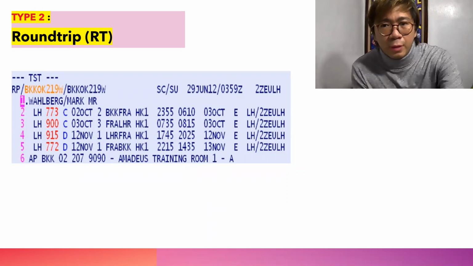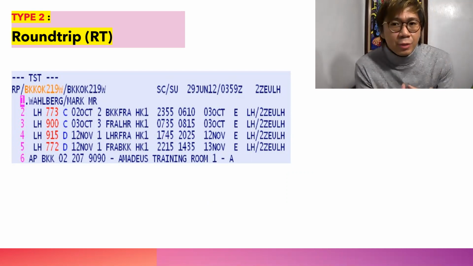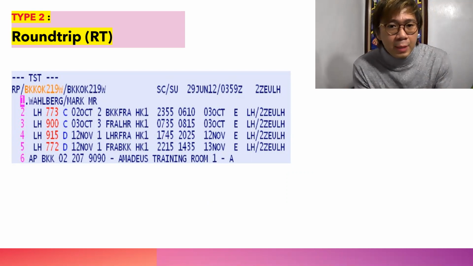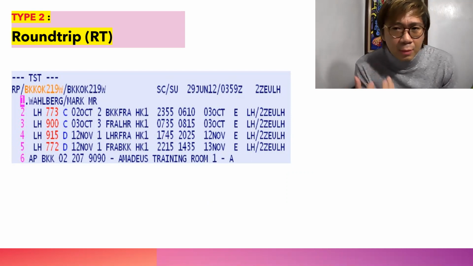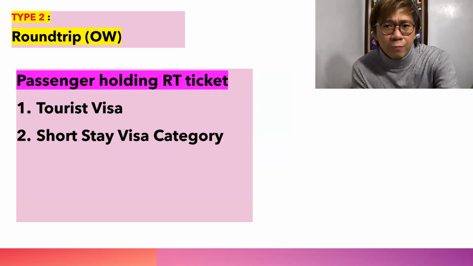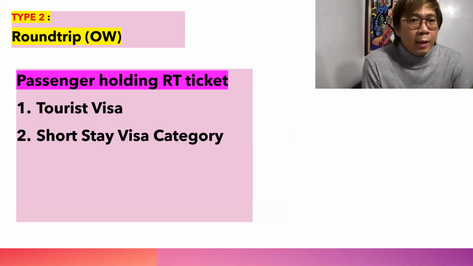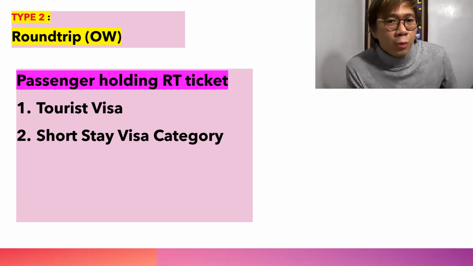We are using many CRS or GDS systems, and this one is an example of the Amadeus system. In totality they operate on the same logic, so the display is similar too. I think it's very universal. The only difference would be the commands. Now, anyway, who are the entitled passengers to hold a round-trip ticket?